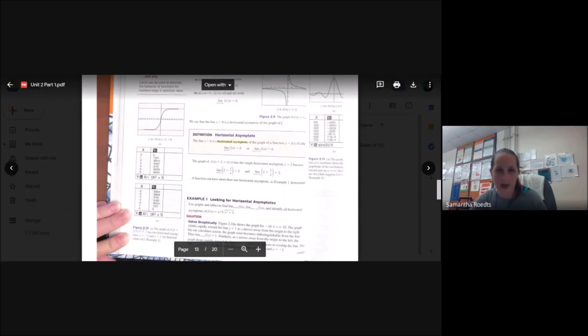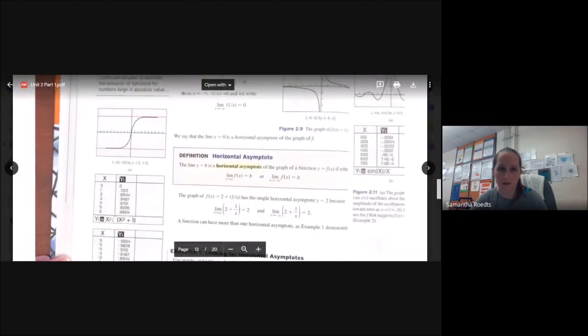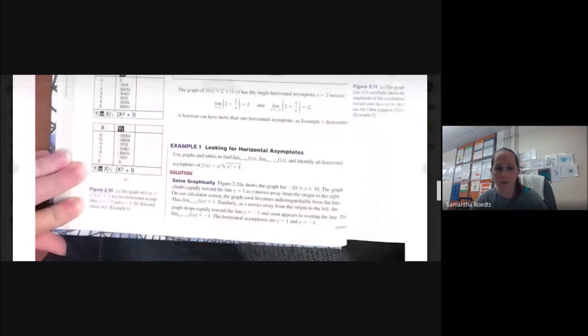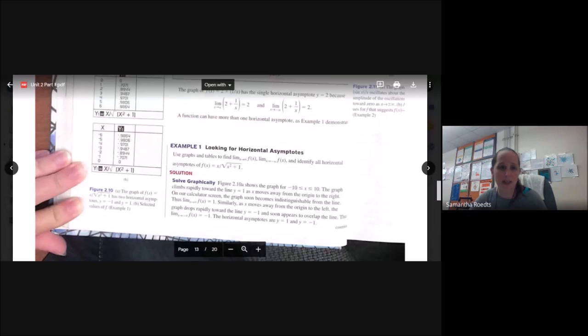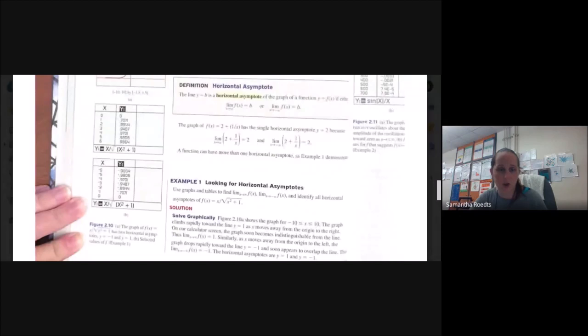So you can see up here at the top, this red line. It gets super close to it, and it looks almost like it's touching, but it's not actually touching. So those are going to be my horizontal asymptotes of y equals 1 and y equals negative 1. You can see here, as x gets larger, it gets closer and closer to 1, but it doesn't actually touch. Same thing when you're going towards negative infinity, it gets closer and closer to negative 1, but it never actually touches.